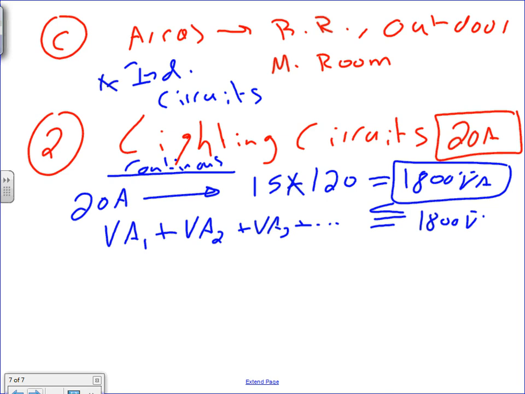Here's my rule of thumb. So that's how technically we have to do it: we have to find the volt amps and make sure you don't exceed the 1800 volt amp. I hope you wouldn't do that, though. Here's what I do.